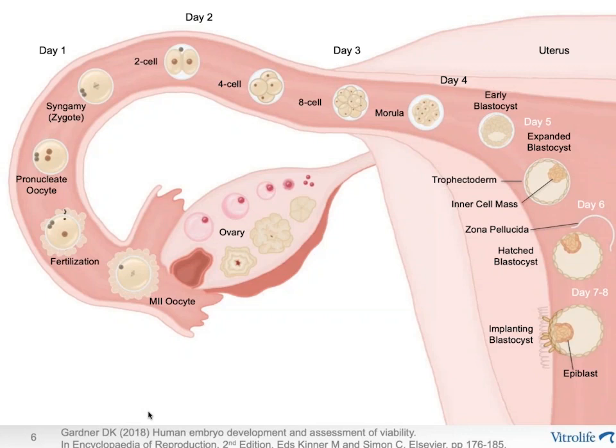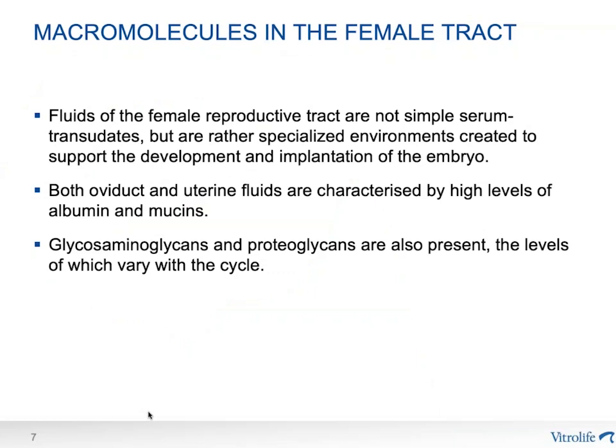But clearly there's so much more in oviduct and uterine fluids than carbohydrates. Indeed, there's an abundance of amino acids, and one can detect increasing levels of cytokines and growth factors as one progresses along the female tract. Back in the 90s, we were particularly interested in the levels and effects of different macromolecules. The reason for this is that the fluids of the female reproductive tract are not simple serum transudates, but are specialized environments created for the embryo itself. During the 80s and 90s, serum was the typical addition to embryo culture medium, so we were interested in looking at different macromolecules other than serum.